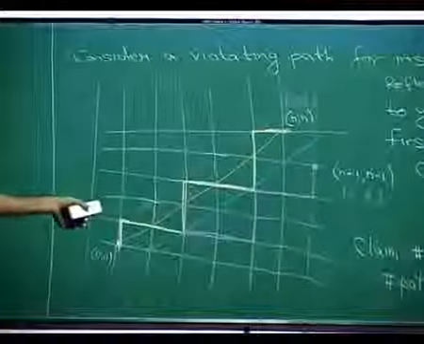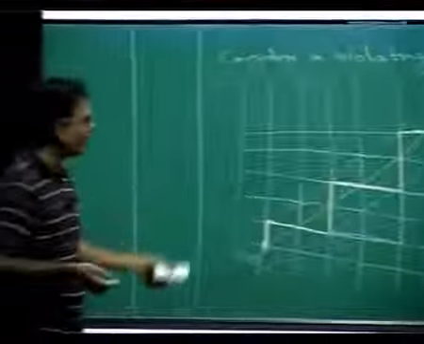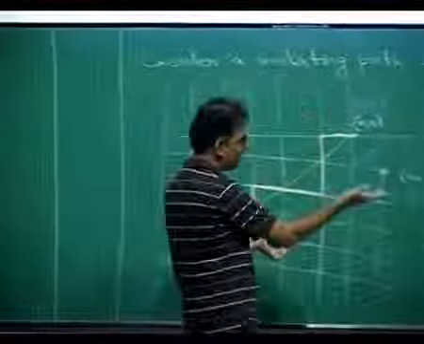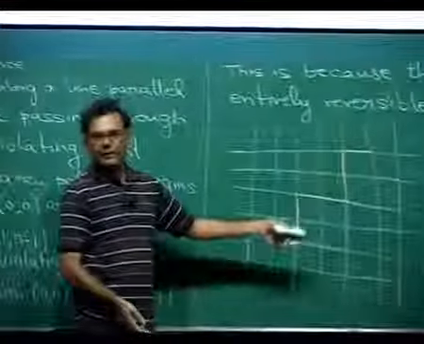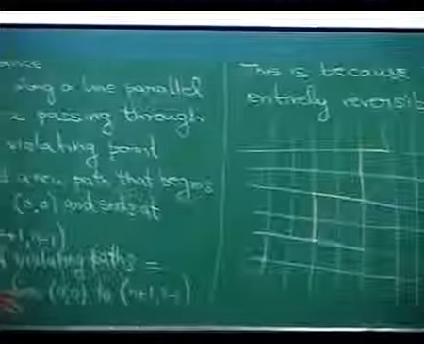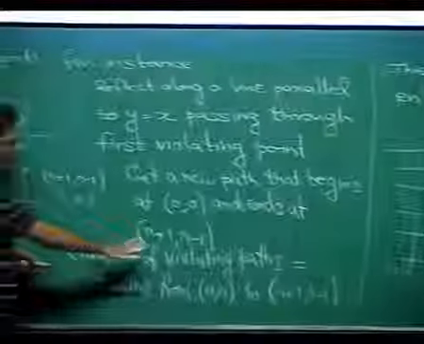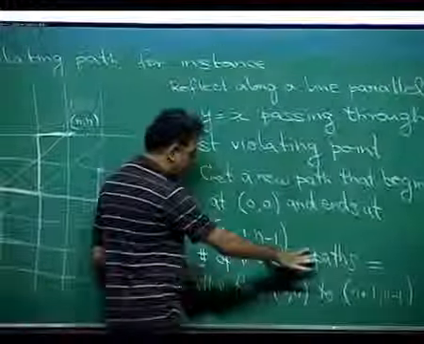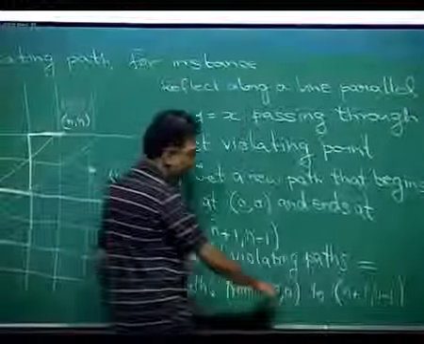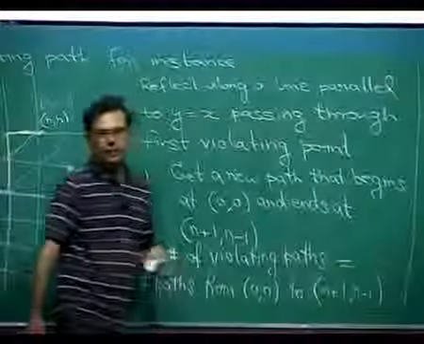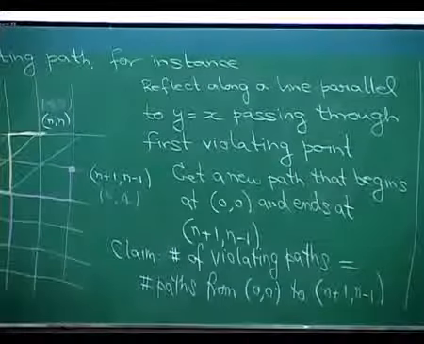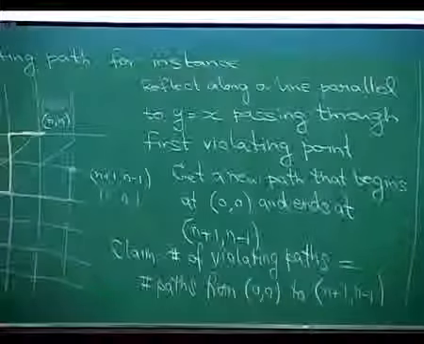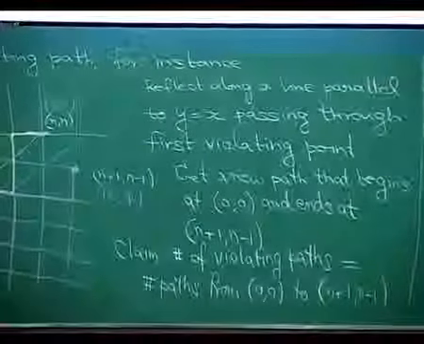This is an example I did, but one has to justify a little bit more carefully that this procedure, it's the same proof, right? This procedure is always reversible and will always give you a violating path. So in some way I have matched up the set of all violating paths with the set of all paths from 0,0 to n+1, n-1, and that is the key thing. That is something that we know how to count.